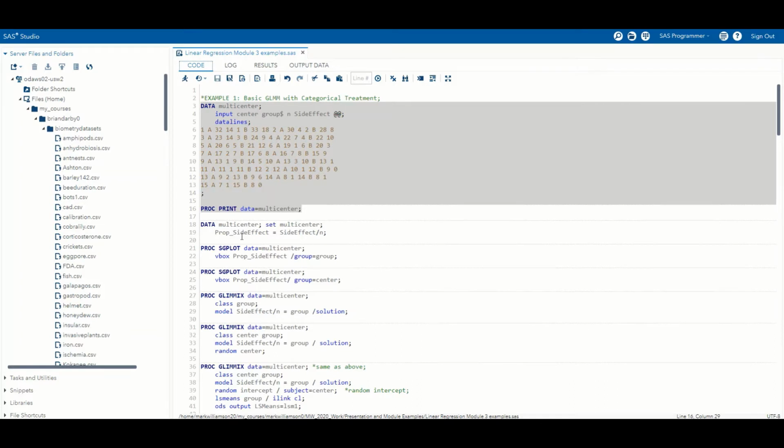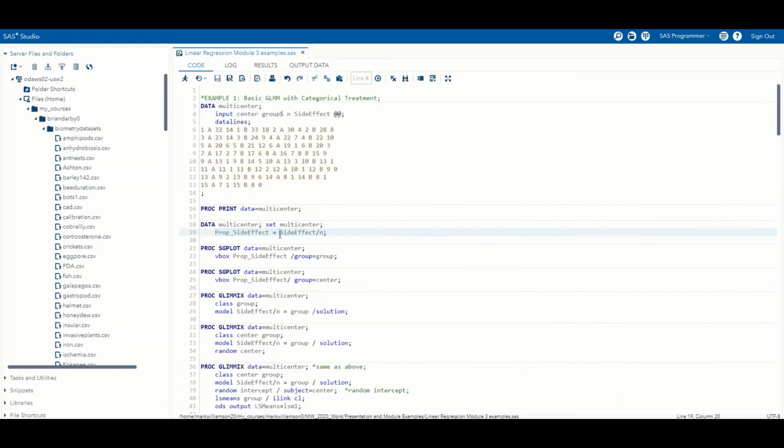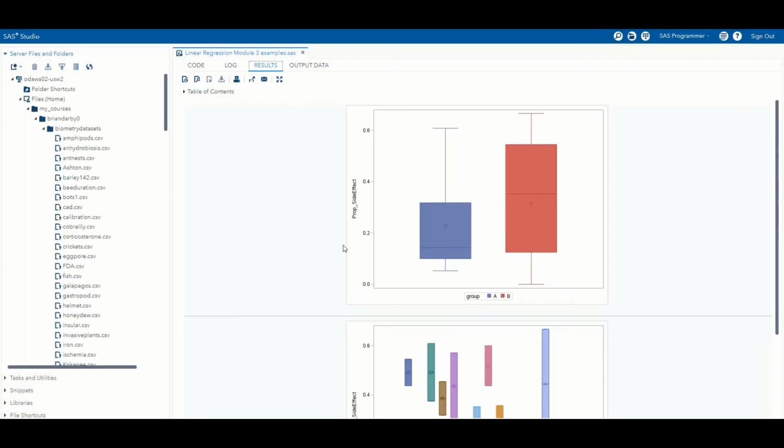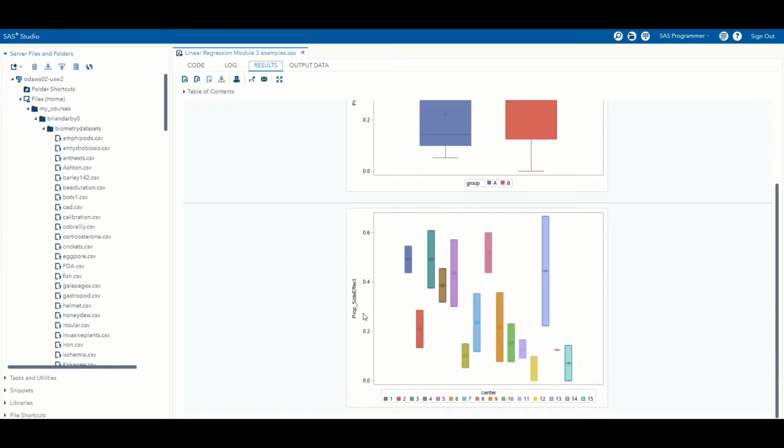If we want to look at our data a little bit, I'm going to create a new variable called proportion of side effects so we can take a look at that. And then let's run a couple of plots to see the differences. So here's the proportion of side effects. It goes from 0 to 1 in between the 2 groups, and it looks like there might be a difference, possibly. But then here are our random effects at 15 different centers, and we can see that the proportion of side effects varies quite widely, both in the mean, the central tendency, as well as the amount of variation.